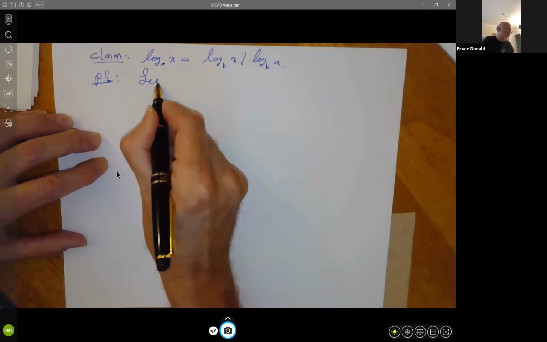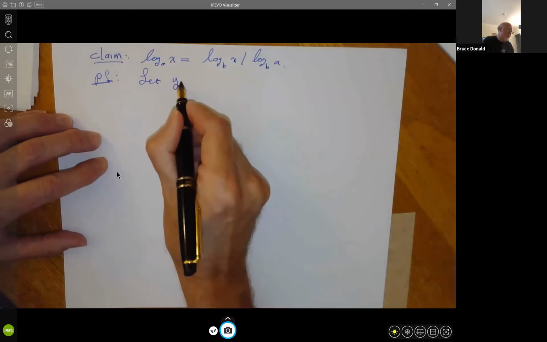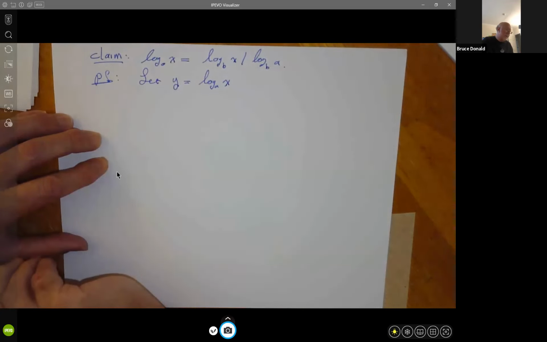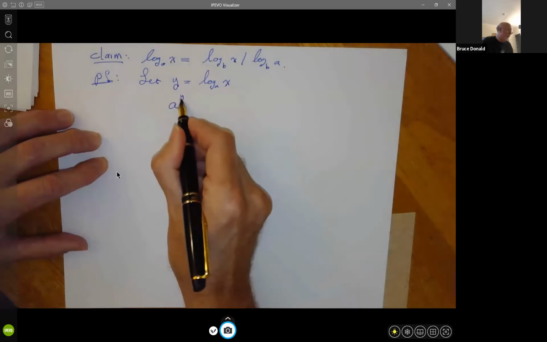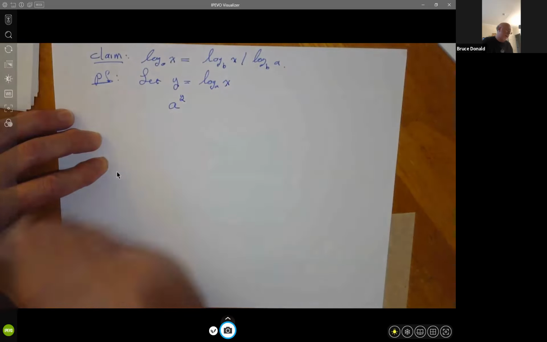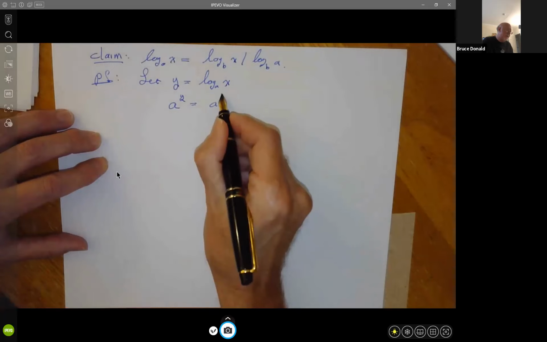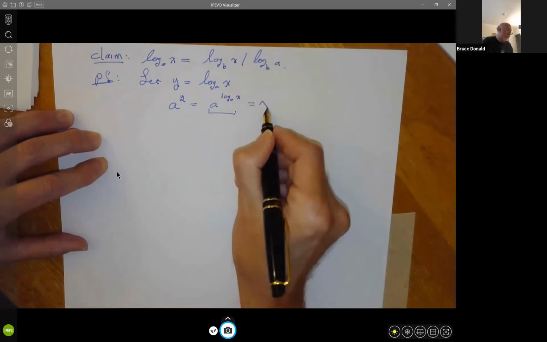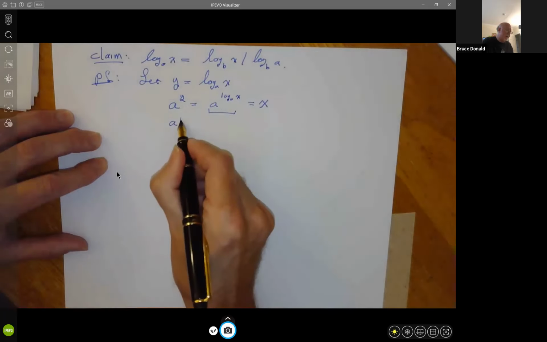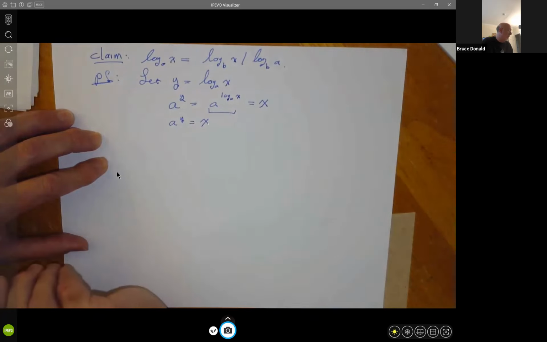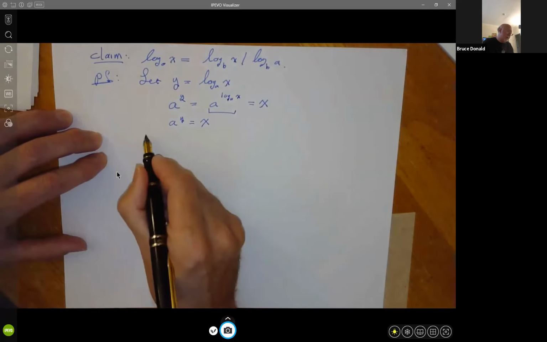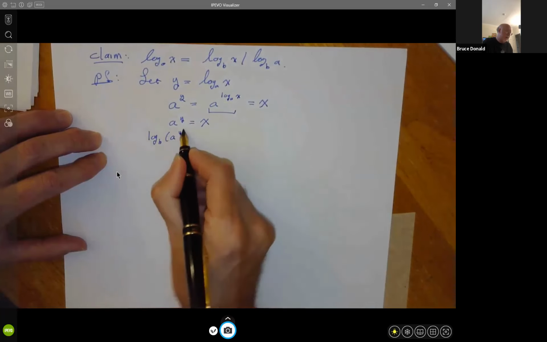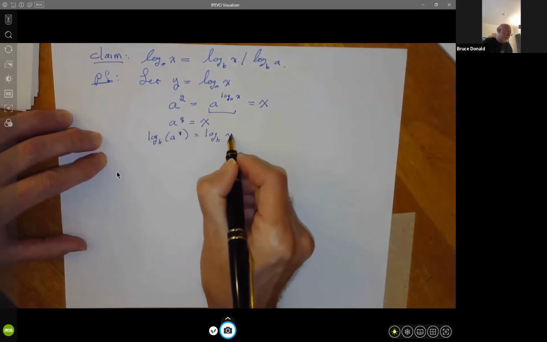I'll define an intermediate variable called y, which will be equal to log base a of x for convenience. Once I have y, I can exponentiate it. So I can take a to the y like this. And that a to the y is obviously equal to a to the log base a of x. These are just inverses, so that's just equal to x. So rewriting that, I have a to the y is equal to x. Now I can take the log of both sides. I can say log base b of a to the y is equal to log base b of x.